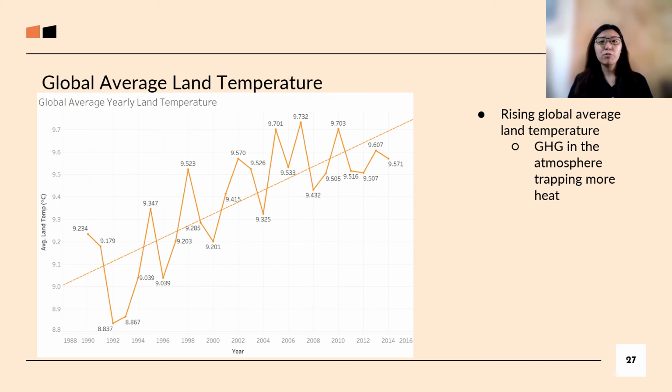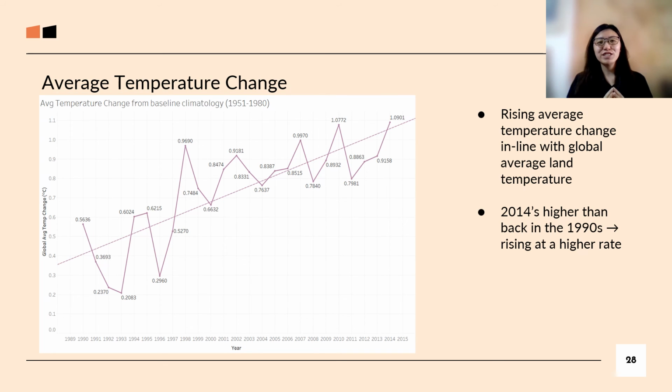And to go further into temperature, we'll now look at the change in temperature. On the temperature change, we noted there is also an increasing trend which is in line with the increase in global average land temperature earlier. Also, we noted that the change in 2014 is at least 50% higher as compared to back in the 1990s, implying that the temperature is currently rising at a higher rate.